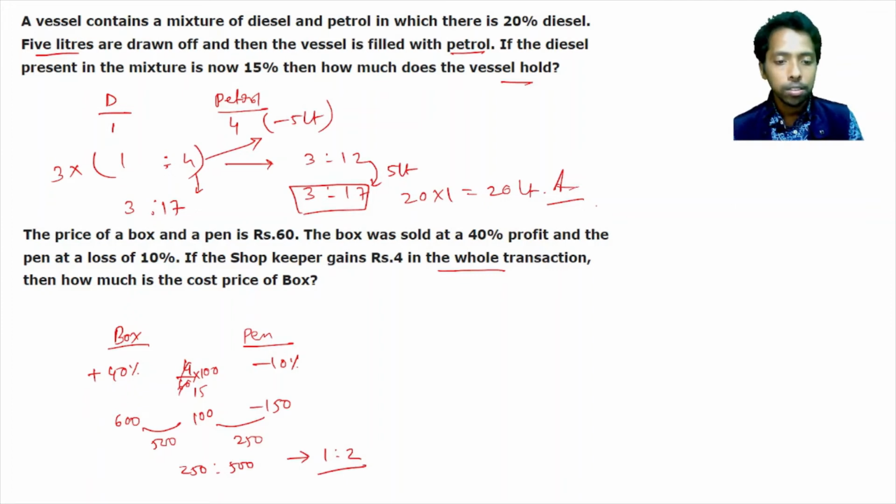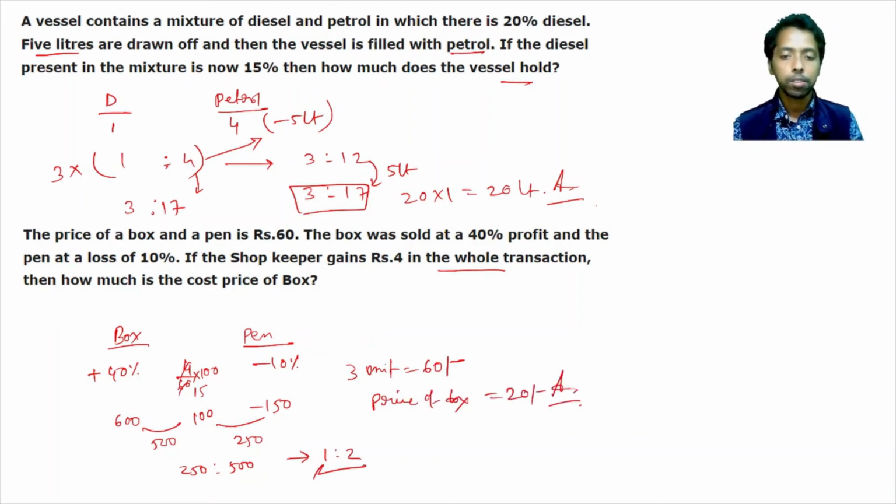Box and pen total is 60. 3 units equal 60 rupees. So the box, that should be 1 unit, so the price of the box is 20 rupees, right? Same answer, 20 liters, 20 rupees. Okay, so I hope that is clear now. Moving to next.